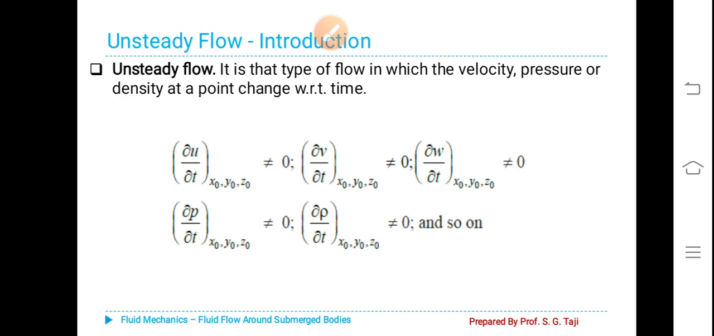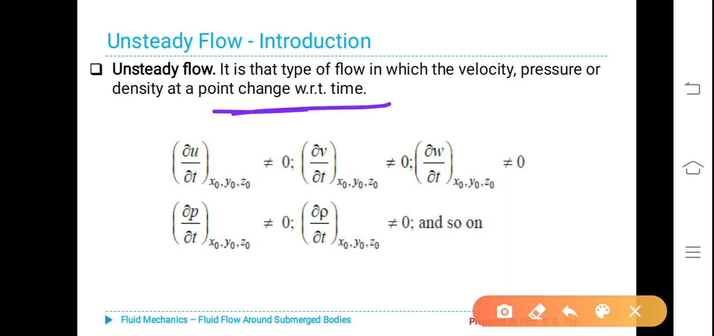What is unsteady flow? It is opposite to that. It is the type of flow in which the flow characteristics such as velocity, pressure, density, discharge, etc. at any point do change with respect to time. Whereas in steady flow, as you have studied, they do not change, here they are changing. Means you just have to put not equal to 0 for all these parameters. Del u by del t at x naught, y naught, z naught is not equal to 0. Similarly, del p upon del t at x naught, y naught, z naught is not equal to 0, and so on.